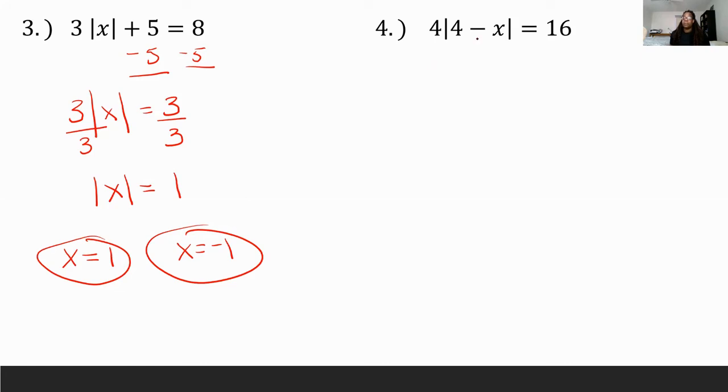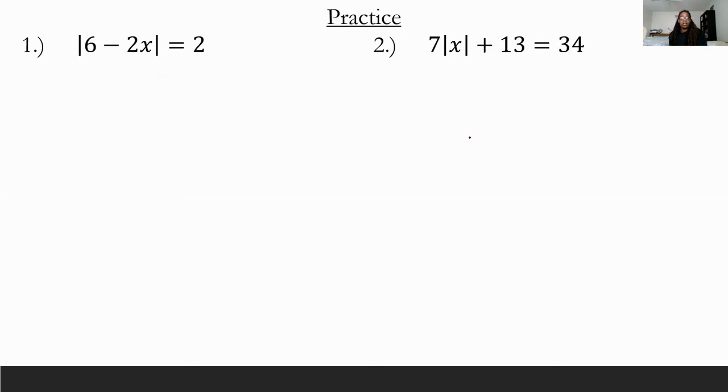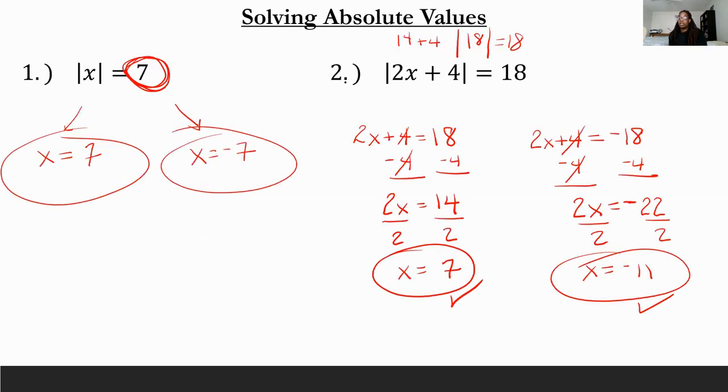So for number 4, we just have this multiplication. Inside the absolute values, we have to keep. You can't touch it. Okay? So that means I have to go right into dividing by 4. The reason why I'm dividing is because that original 4 is being multiplied to the absolute value of 4 minus x. So now I have the absolute value of 4 minus x is equal to 4. So this one should look similar to what we did for number 2.